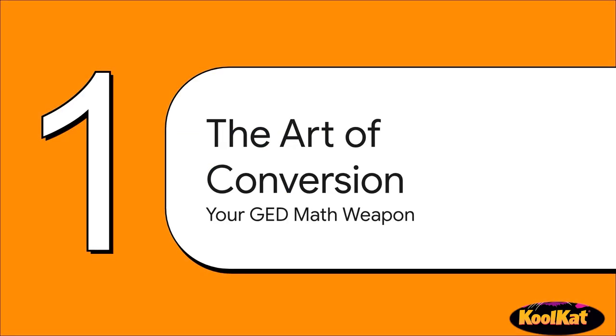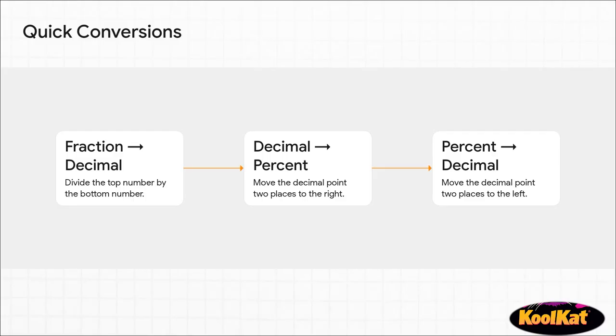The foundation, the bedrock of this whole strategy, is being able to quickly and confidently switch between these three forms: fractions, decimals, and percents. Get this down, and you're golden. Let's break this down. It looks like a bunch of rules, but it's really, really simple. To get a decimal from a fraction, you just divide the top number by the bottom. That's it. And going between decimals and percents, it's just about sliding that decimal point 2 spots. You slide it to the right to get a percent, and slide it back to the left for a decimal. Mastering these 3 quick moves is the key to everything.